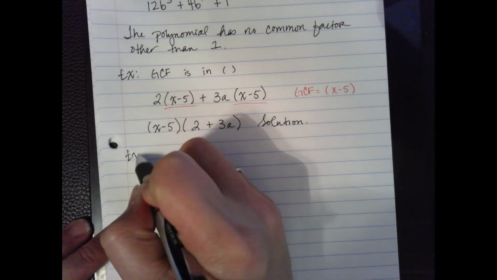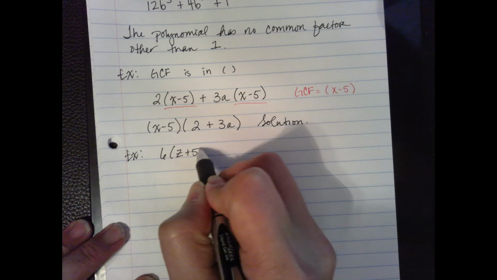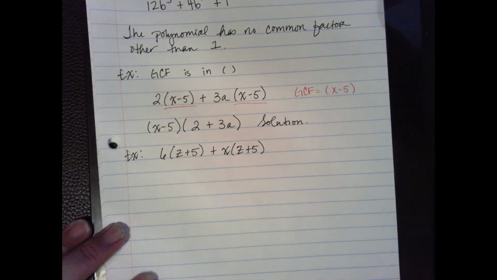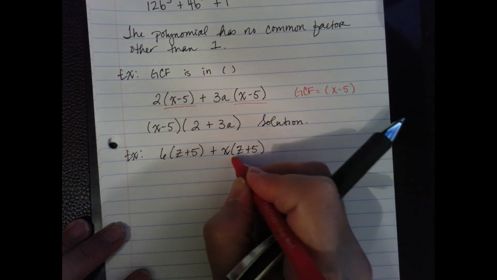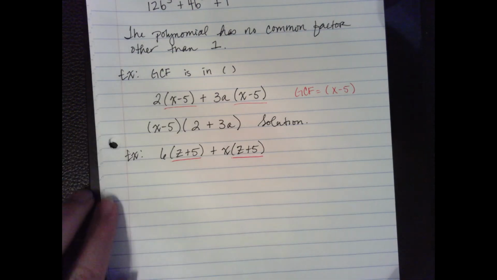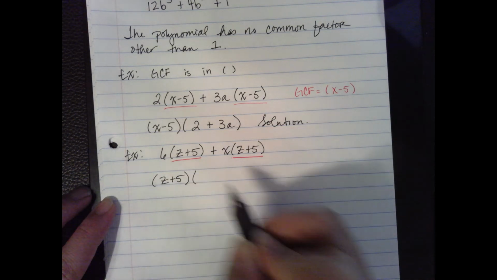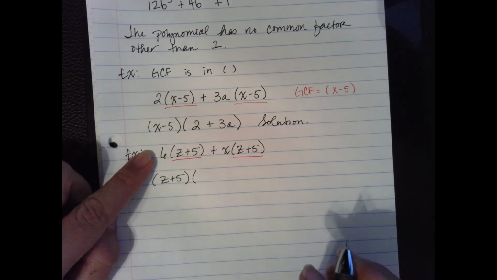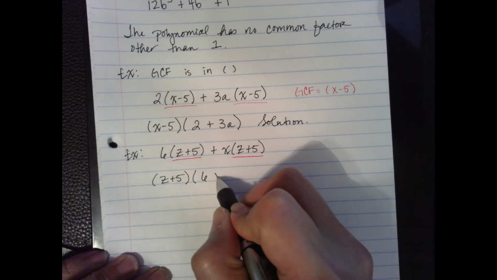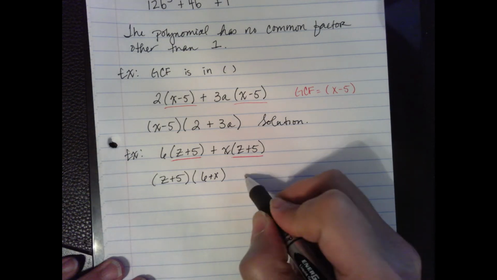Okay, so let's do a problem just like that again. Let's say we're talking about 6 times z plus 5 plus x times z plus 5. I can still identify my GCF to be the set of parentheses, so I pull that out front of another set of parentheses, and what's inside is what I have out front, 6 plus x. This would be our solution.